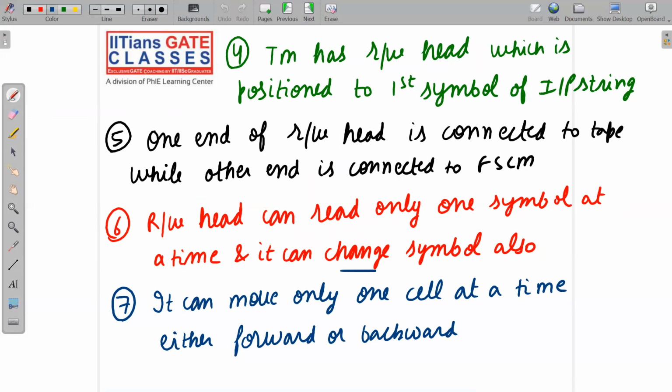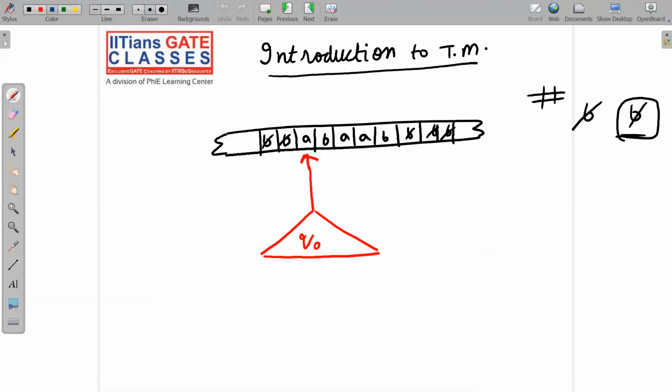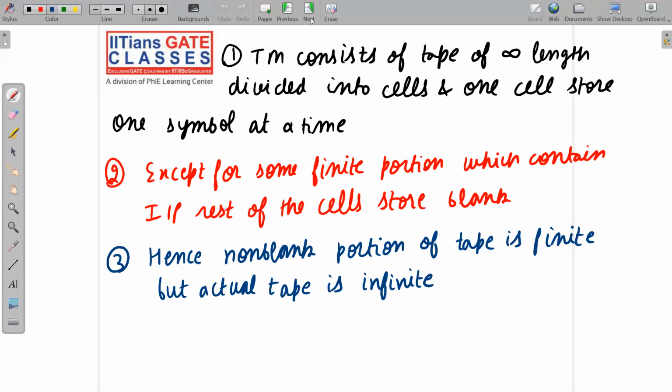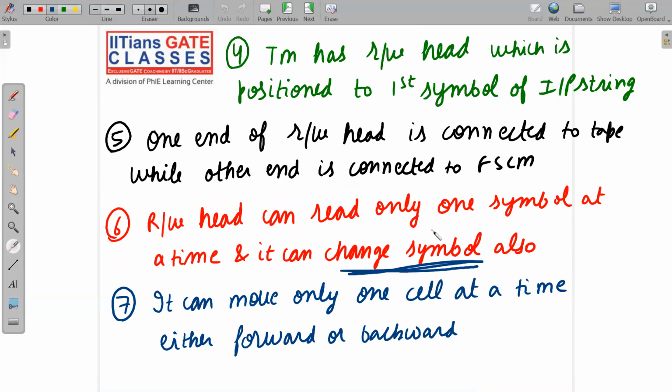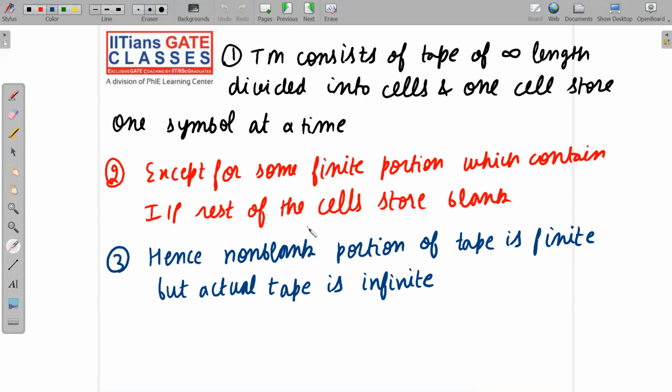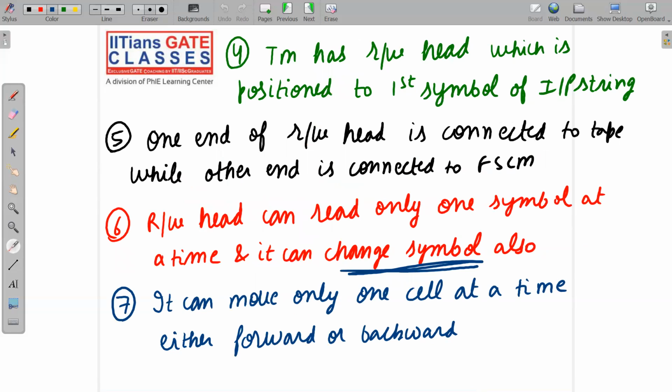Change means what? That's why we are calling it a read-write head, na? Because it can change the symbol also. Okay, so after reading it, we can make it A, we can make it say C, and we can move right or left like this. See here, I have written: read-write head can read only one symbol at a time, and it can change the symbol also, and it can move only one cell at a time, either forward or backward. Okay. Please note these points very, very carefully. So first note down these points, then please note down these points also. So let's move to the next slide.